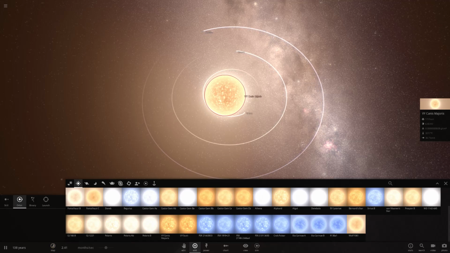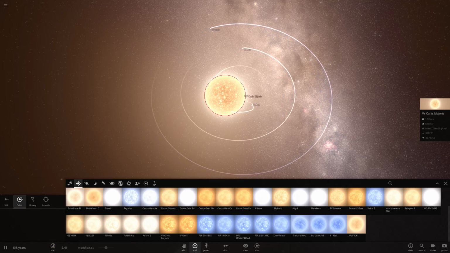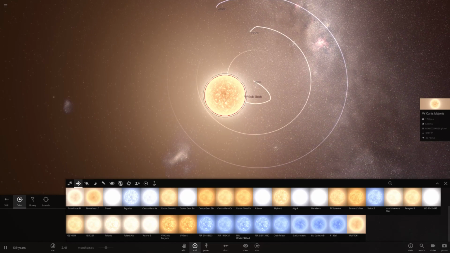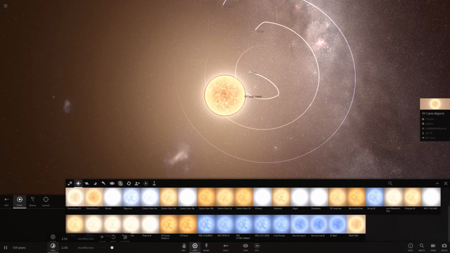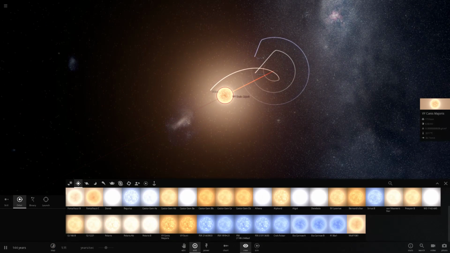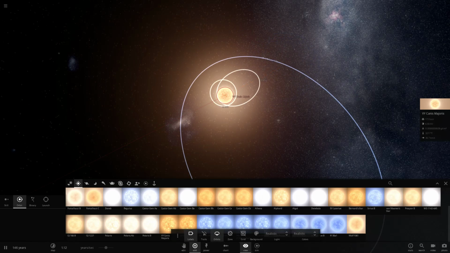Okay, let's speed up time. I place it as an orbiting object again. Whoops. So we actually have Canis Majoris drifting through the solar system. But too fast. Let's view the orbits. Oh, okay.